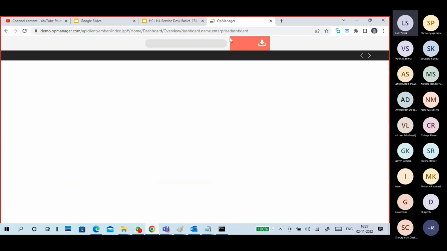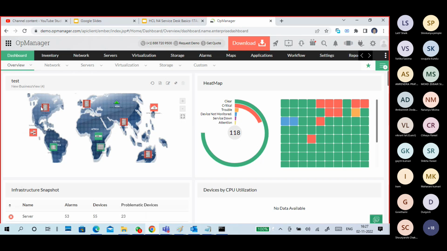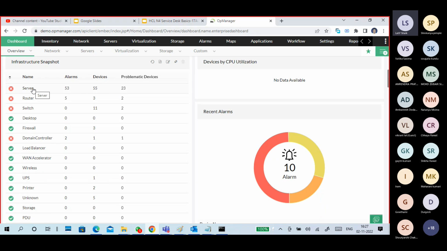Okay, what is this? Here is an organization worldwide, with their data centers and their data center status. Here you can see the infrastructure snapshot and how many servers are there. The total number of servers is 55. Alarms are 53. Problematic are 23. That means out of 55 devices, 23 servers are problematic.